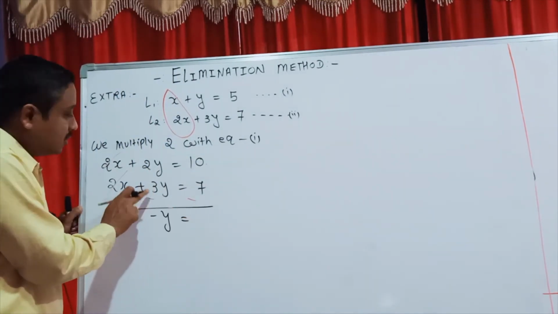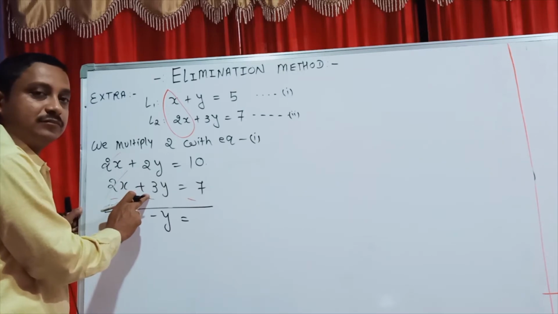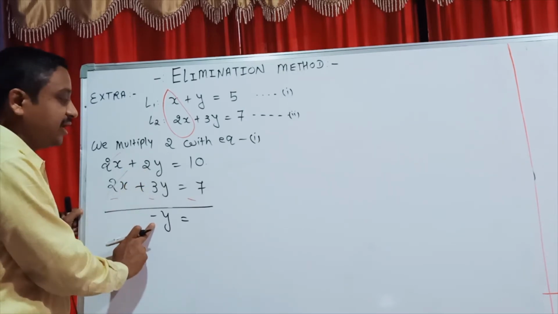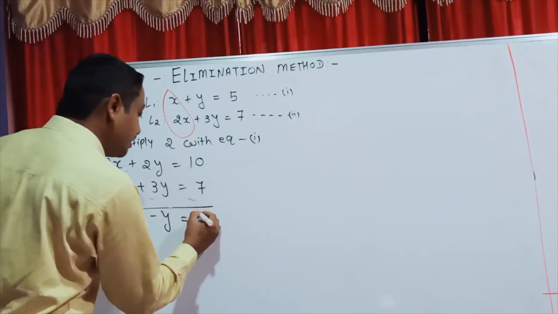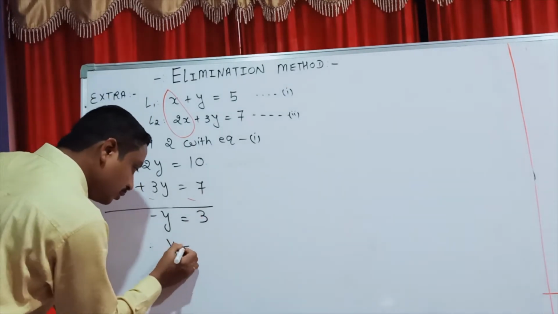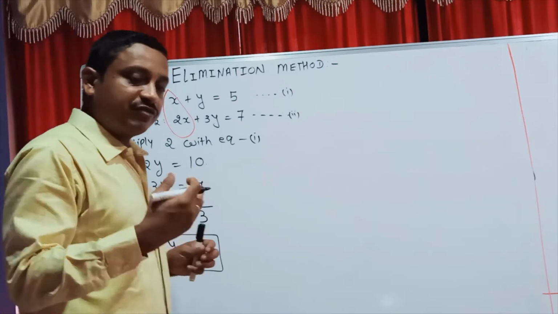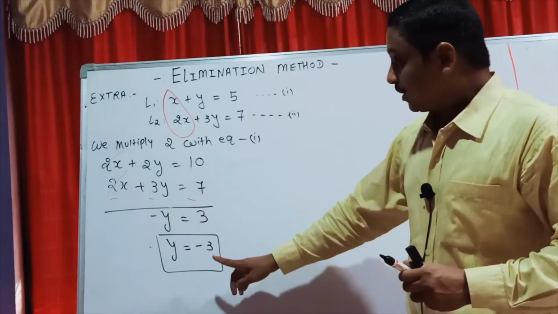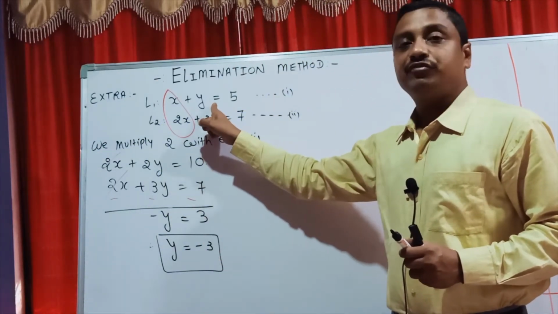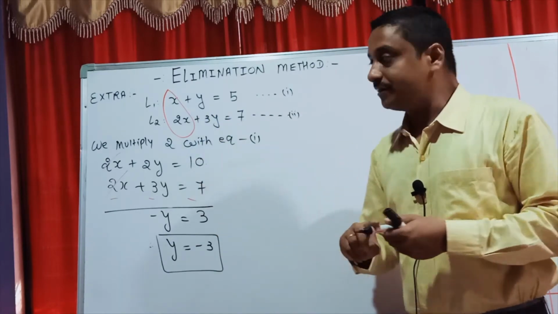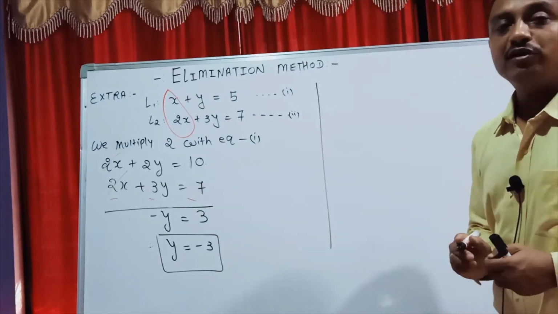Calculate this symbol, 2 minus 3. How much is 2 minus 3? Minus 1y. And 10 minus 7, it is 3. So y is equal to just minus 3. Now after that students, apply this y value either in the first or in the second, as you like. You get the value for x.